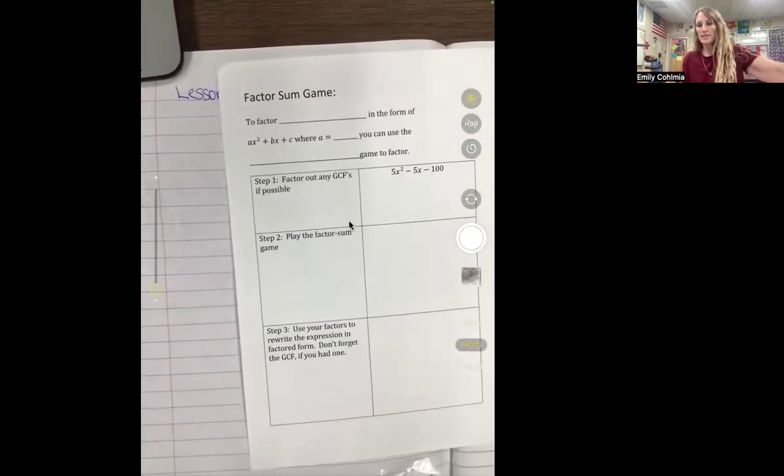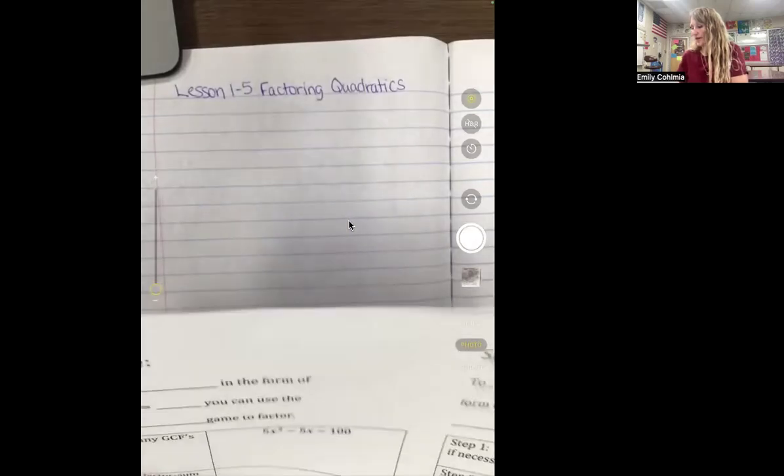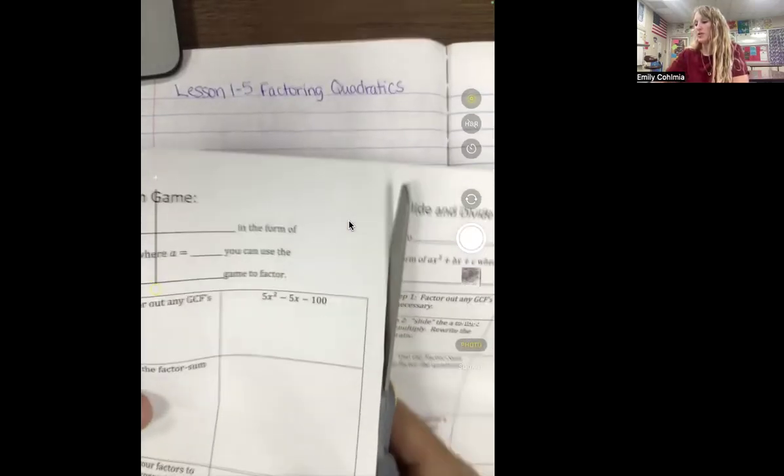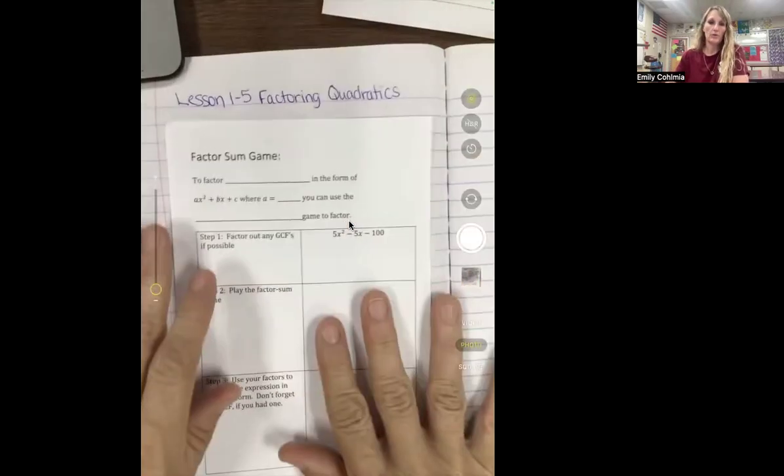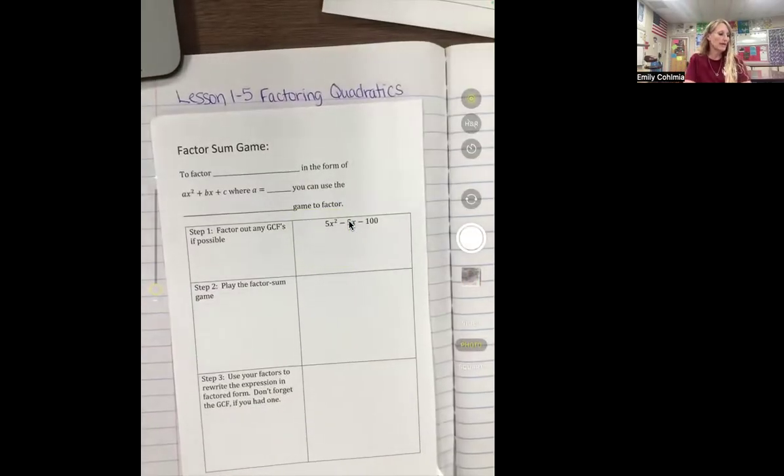We're going to cut this in half. We've got two parts, so we're going to put one of it on each side of our page here. Go ahead and cut it into two. And we're going to first talk about factoring by the factor sum game. So let's get started with this.